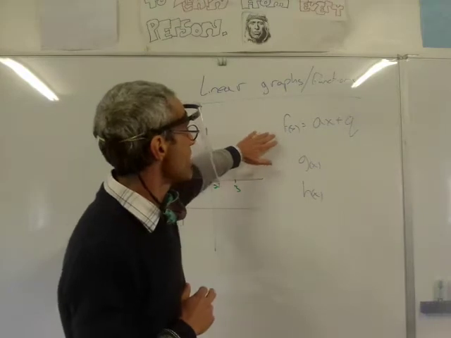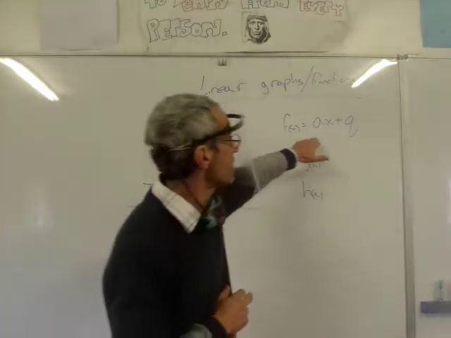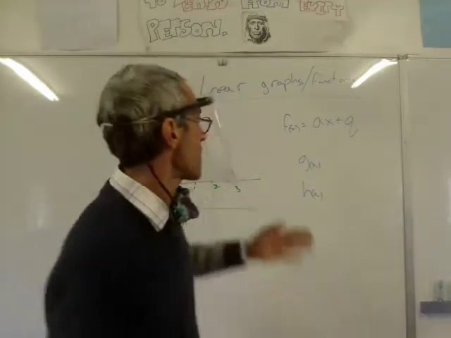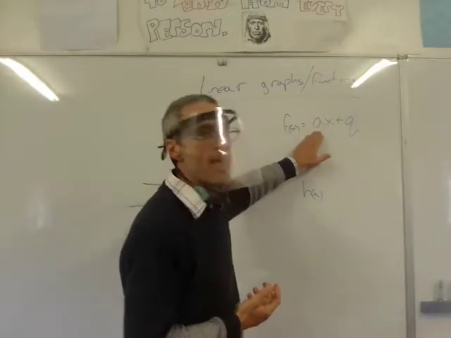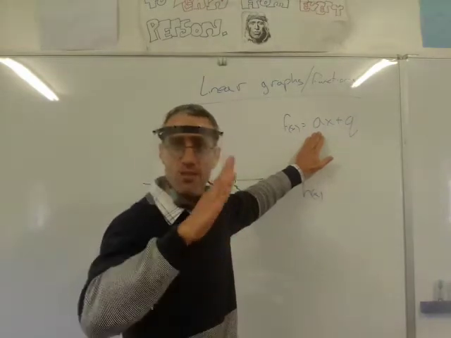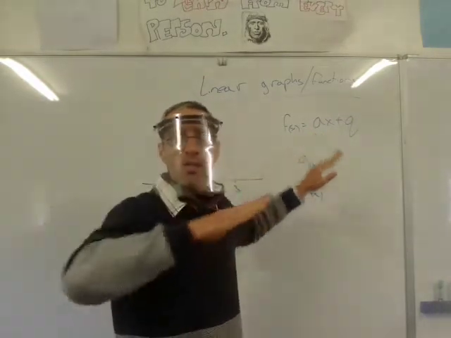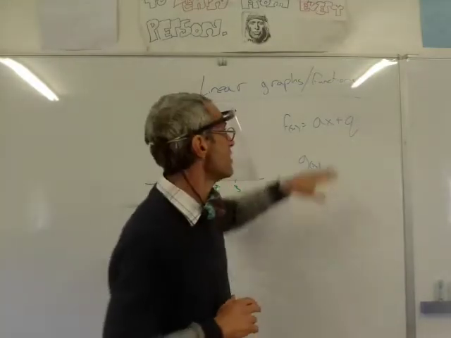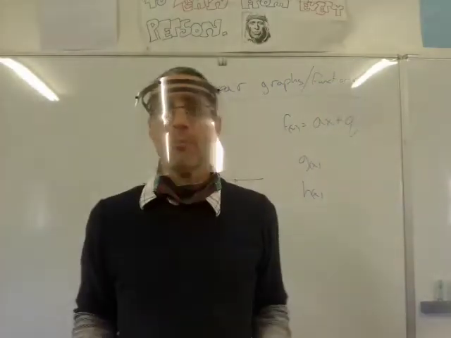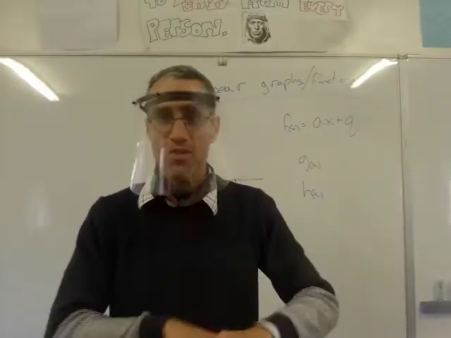So we said that linear functions look like this, ax plus q. I might have used other letters, but basically, what does the a do? It's the gradient. Positive will go up, negative going down. The higher it is, the more steep it is. And the q is the vertical shift, up or down. Positive q goes up, negative q goes down.